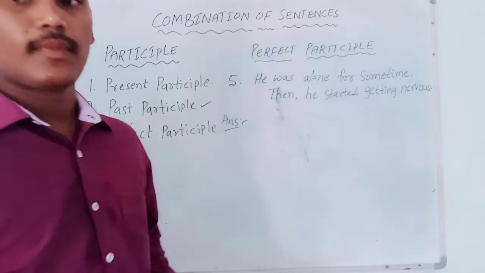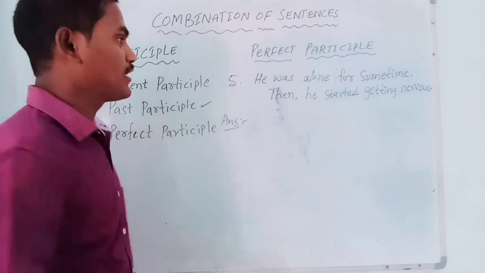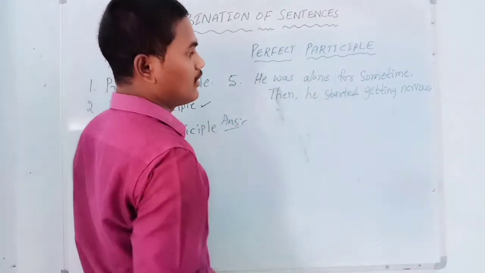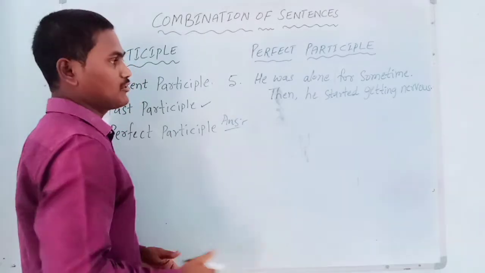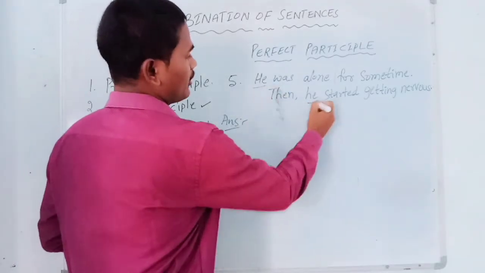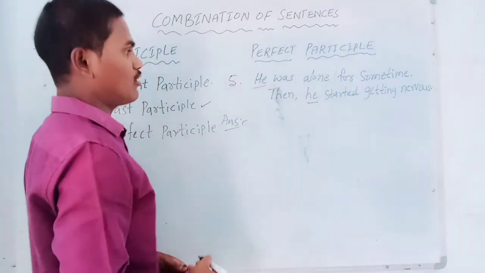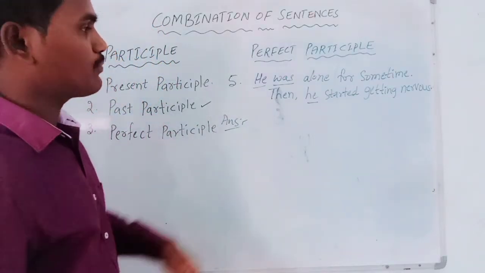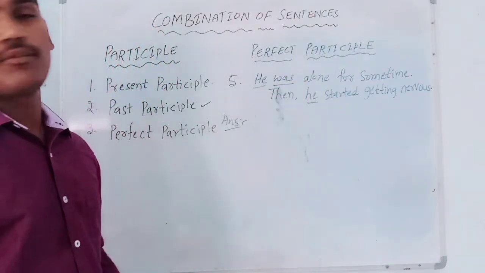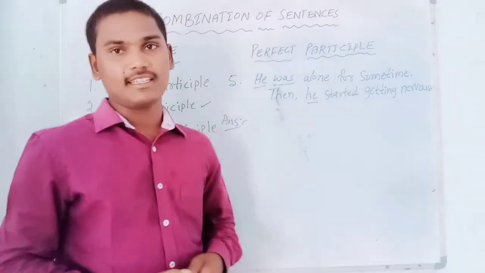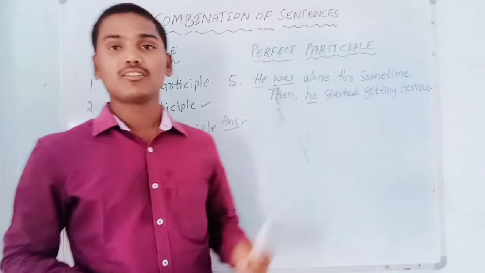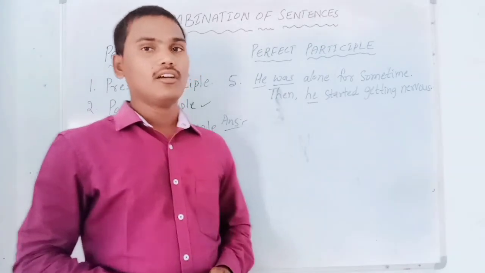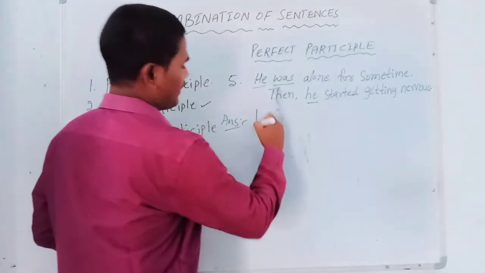Okay. Now look at the fifth example. He was alone for some time. Then he started getting nervous. So first we have to see whether the subjects are same or different. So both are the same subject. So how can we write? So here we are getting was plus alone. How can we write in these cases? Already I said you. So is, am, are, was, were, these are be forms. So how can we write having?